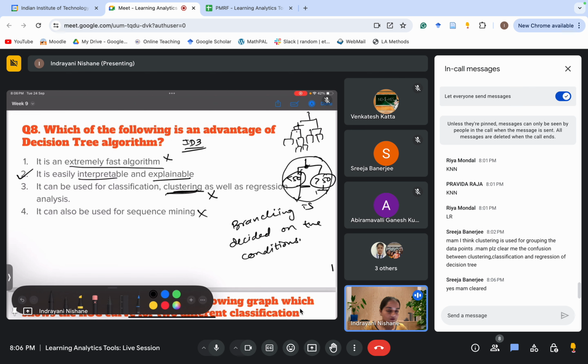Okay, so I'm looking forward to such interaction, Shrija. So whenever you have a doubt, if you cannot unmute, please type in the chat box. We will address. I will try my level best to address all the doubts.